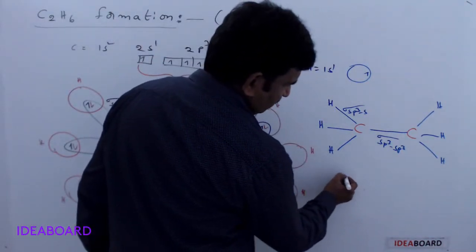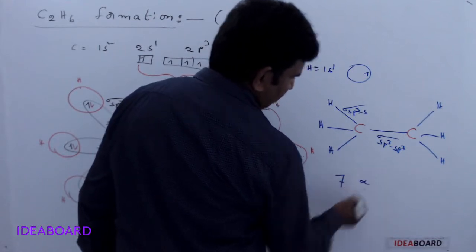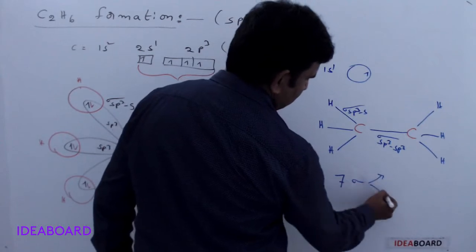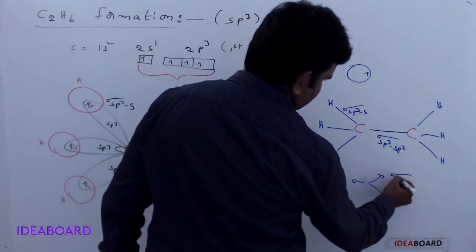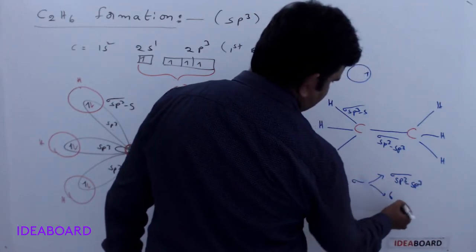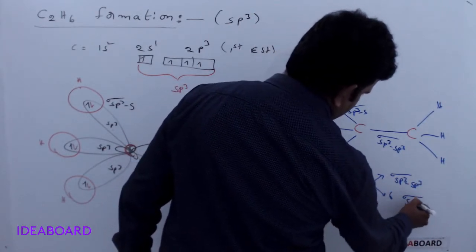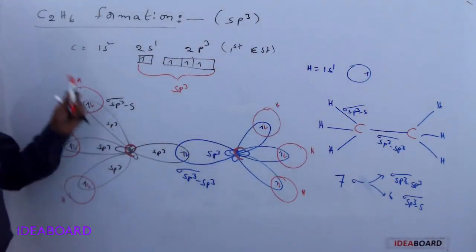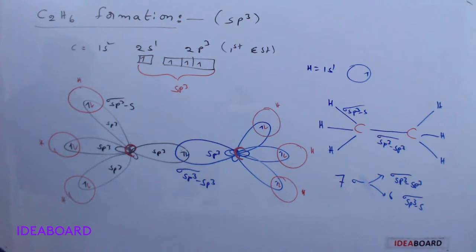How many sigma bonds do we have? In total, 7 sigma bonds. In the 7 sigma bonds, there are two types. One is sigma sp3-sp3, and the remaining 6 are sigma sp3-s bonds. So this is the C2H6 molecule formation.